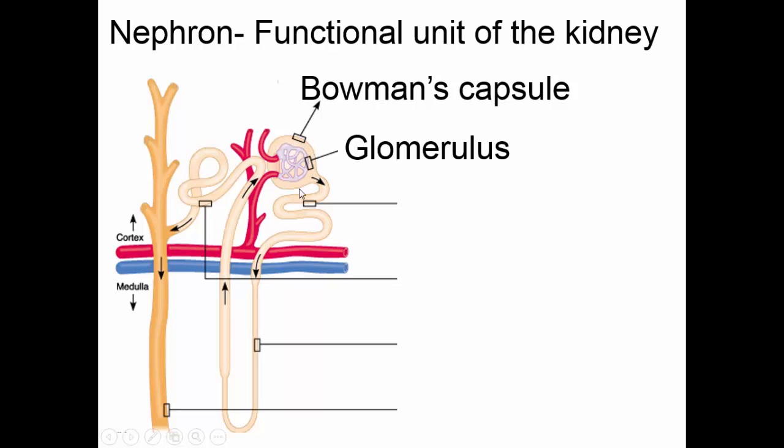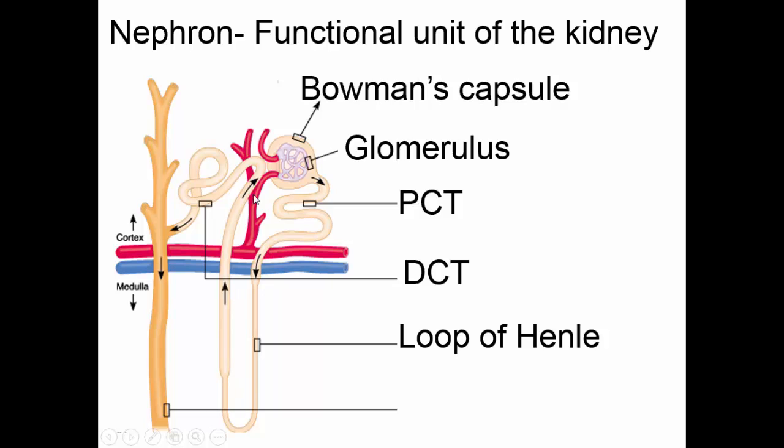Filtrate is collected in Bowman's capsule and will travel in the proximal convoluted tubules, down into the loop of Henle, back up into the distal convoluted tubules, and ultimately into a collecting duct. Several different nephrons will drain into each collecting duct. The collecting ducts are what drain at the papilla of the pyramids.